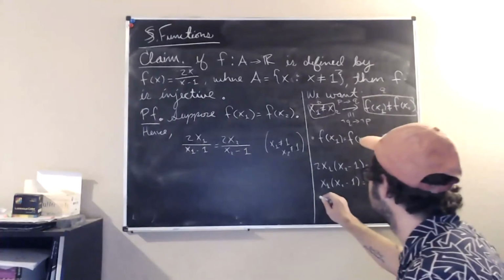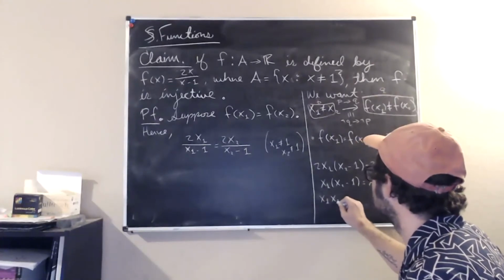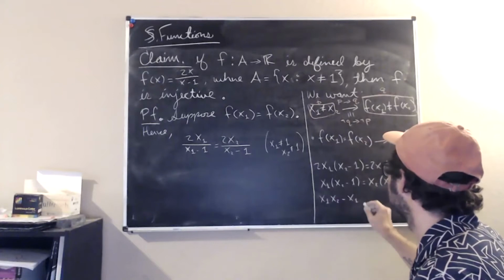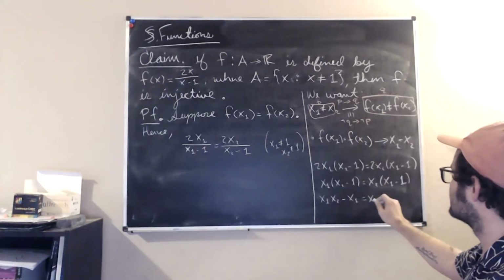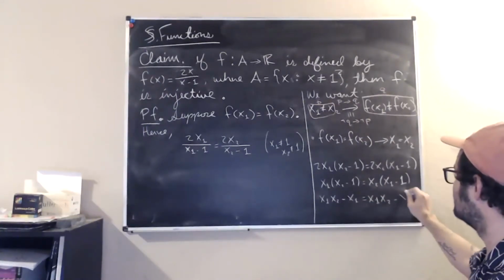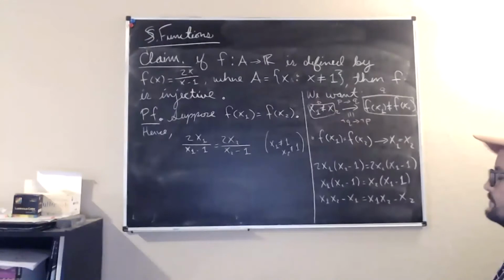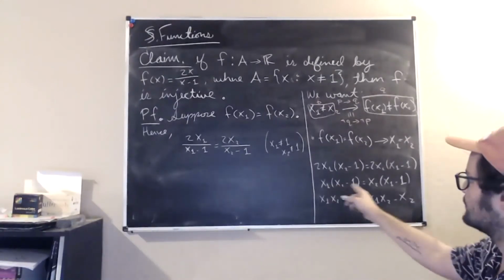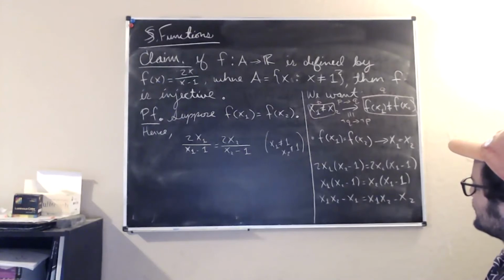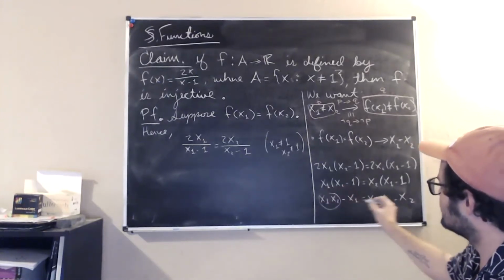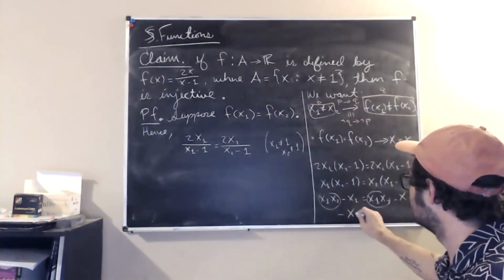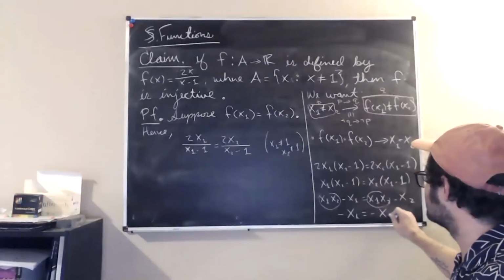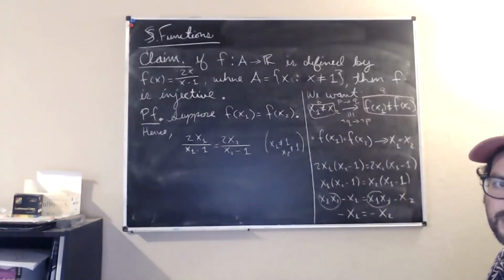So then x1 times (x2 minus 1) is equal to x2 times (x1 minus 1), right? Just distribute in. But notice now this is the same thing as this. So you can subtract on both sides and you get minus x1 is equal to minus x2, which implies that x1 is equal to x2.